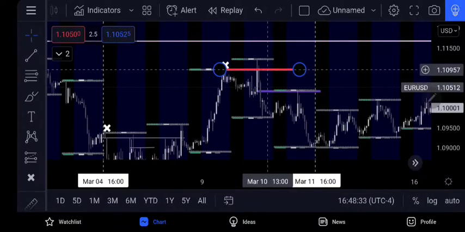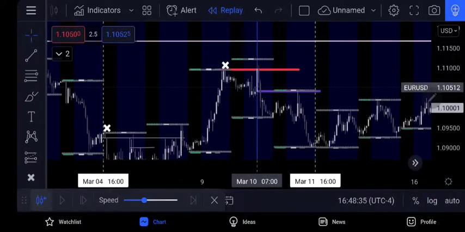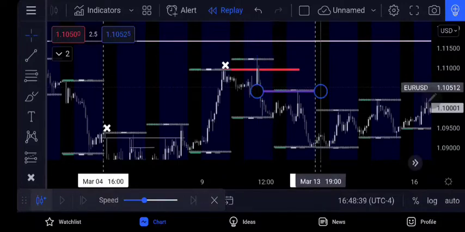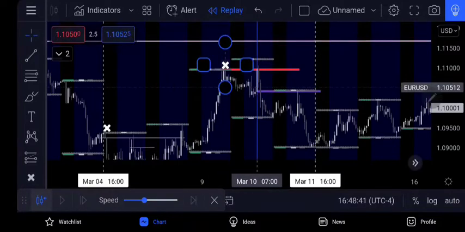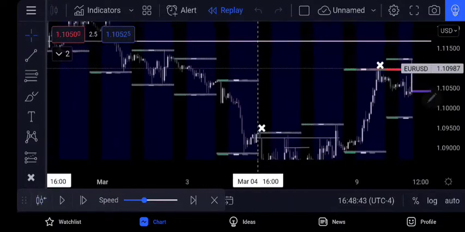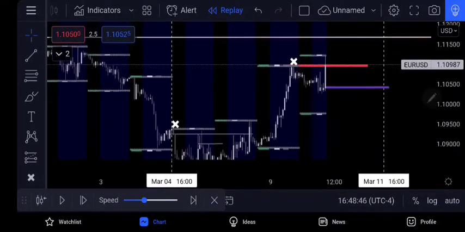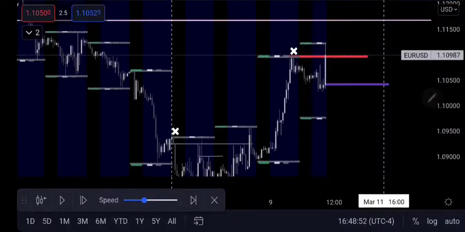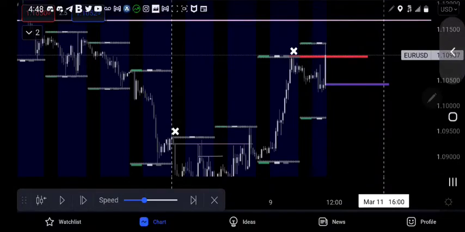So let's replay this right here so you can understand this. So this is that same high that got taken out right here. So once the high got taken out, right, let's full screen this. And let's hold on. Let's go to the 5 minute first.